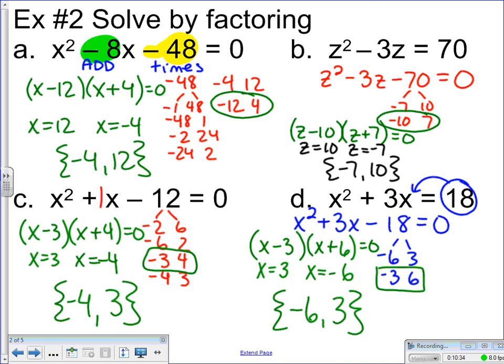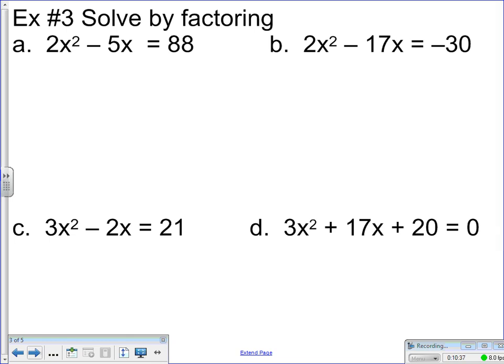Okay, let's look at the next slide. All right, these are problems where there's a number in front of the x squared. These come out of 8.4. But as always, you have to start out equal to 0. So 2x squared minus 5x minus 88. And then when there's a number in front, look to see if you can divide by the greatest common factor. Can you divide by 2, which is the number in front, into 5 and 88? No, you can't divide it into 5. So let's do some slide and divide.